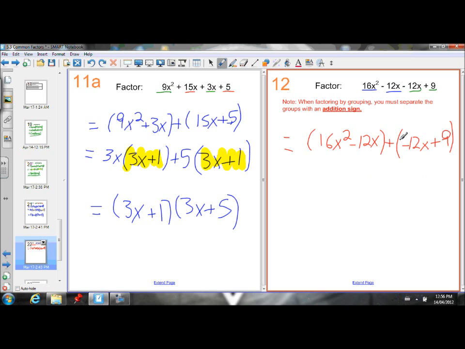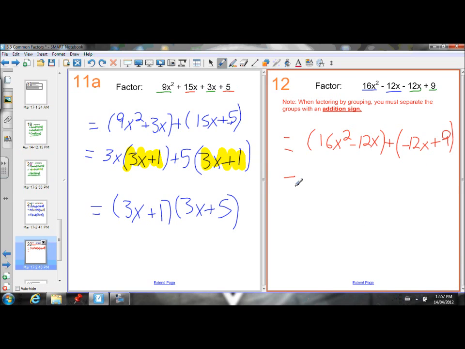You'll notice because of this addition sign between the polynomials, if we dropped all these brackets, we would be right back to this exact equivalent equation. If I had accidentally separated these with a subtraction sign, that would have changed the integer value of both of those terms, and it would have given us an equation that's not equivalent to our original, and we can't do that. So you have to separate it with an addition sign.